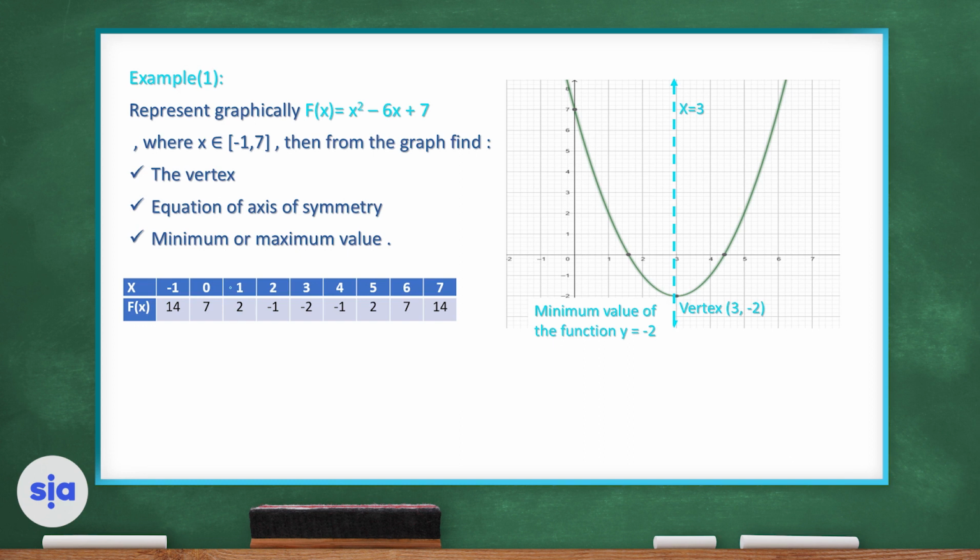So from the vertex, we can get the equation of axis of symmetry and the minimum or maximum value. The x part of the vertex is x equals whatever this value is to get the equation of axis of symmetry, and the y part of the vertex is either the minimum or the maximum value, depending on the parabola, which is the graph of the quadratic function, whether it's a minimum value or a maximum value.